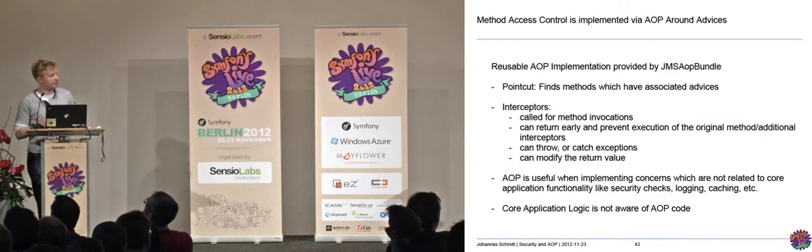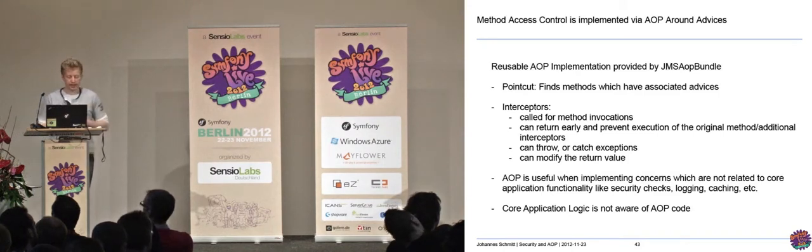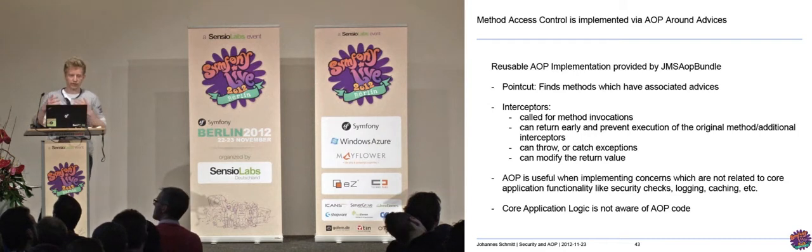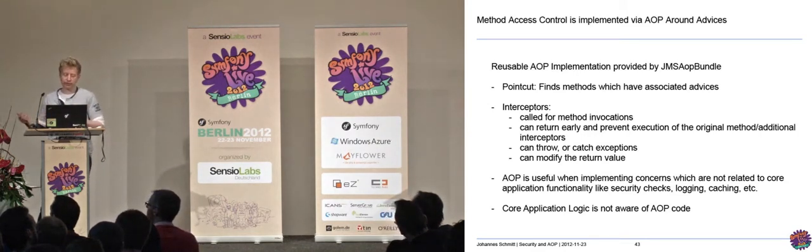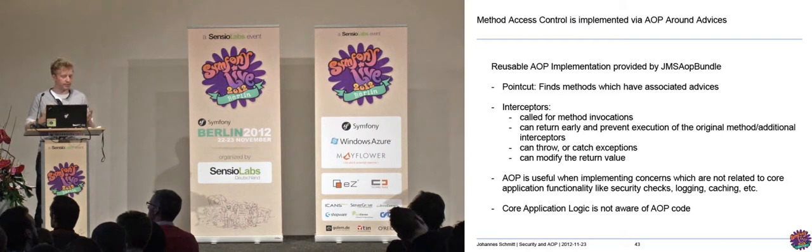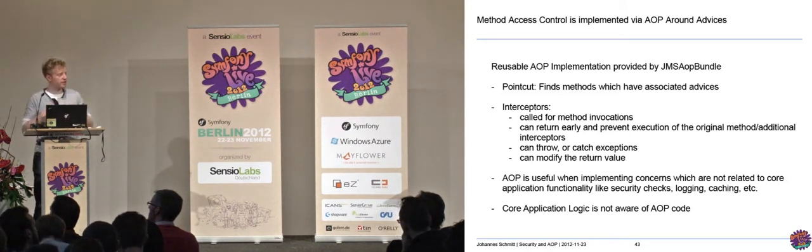And I want to say a few things about how we implement method access control. Basically, we have a reusable AOP implementation, which you can also use in your projects to do other things apart from security checks. Usual examples are logging, for example, or if you want to add caching to methods that you don't control in your code, but another library, if you want to cache a certain method which is costly to invoke, then you can also do that with AOP very easily.